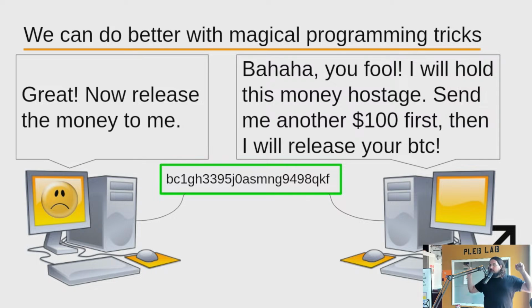And then once he gets the money order, of course, he's supposed to release the money to me. But oh no, he finds out that I'm a fool again. He's going to hold my money hostage. So I'm like, I sent you the money order. Let me have the money out of there. And he's like, no, I'm not going to do it. I want you to send me $100 more, right? Because he's a thief and he's trying to scam me.